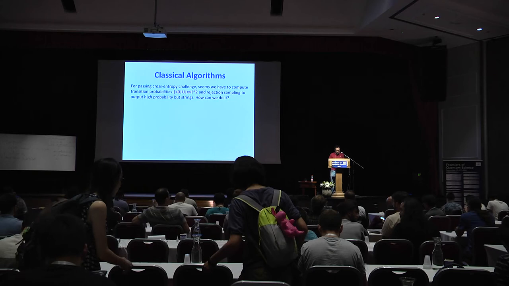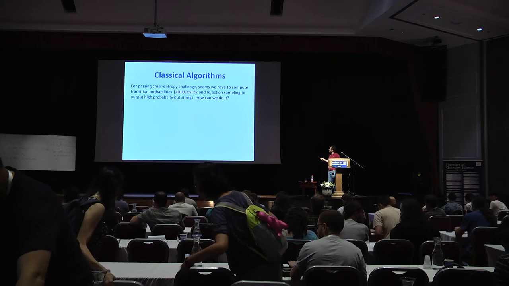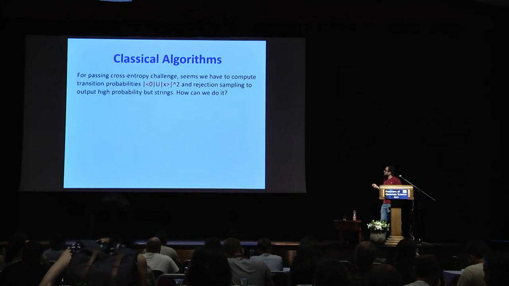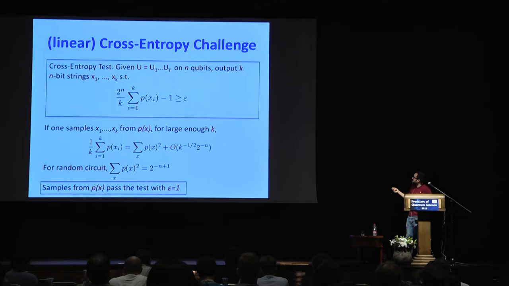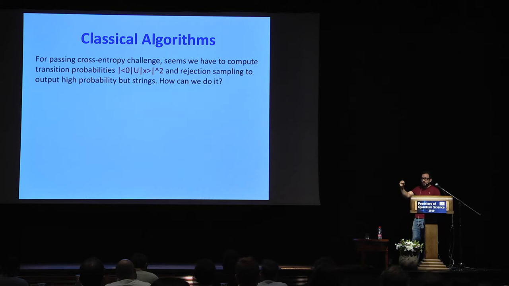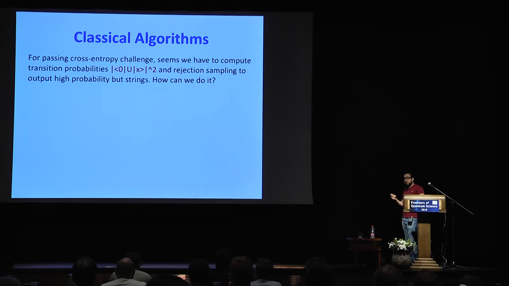Let's continue. We were talking about these classical algorithms, right? So as I mentioned, the cost of passing this cross entropy test classically is pretty much the cost that it takes to compute one of these. Well, in the challenge there are also these k samples, right? So the cost grows linearly in k, of course, because you have to output k bit strings, times pretty much the cost of computing one particular transition probability. That's also the cost of verification, right?